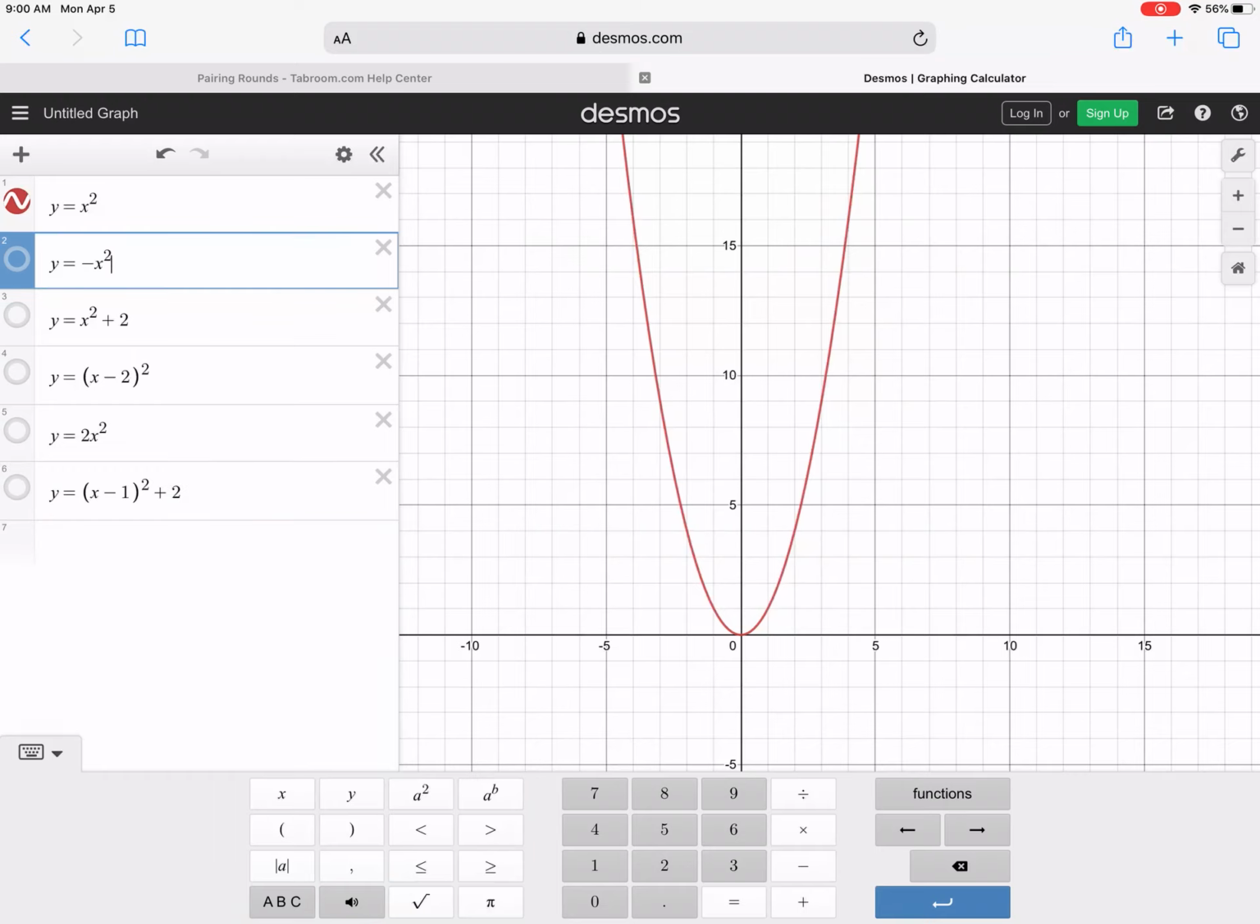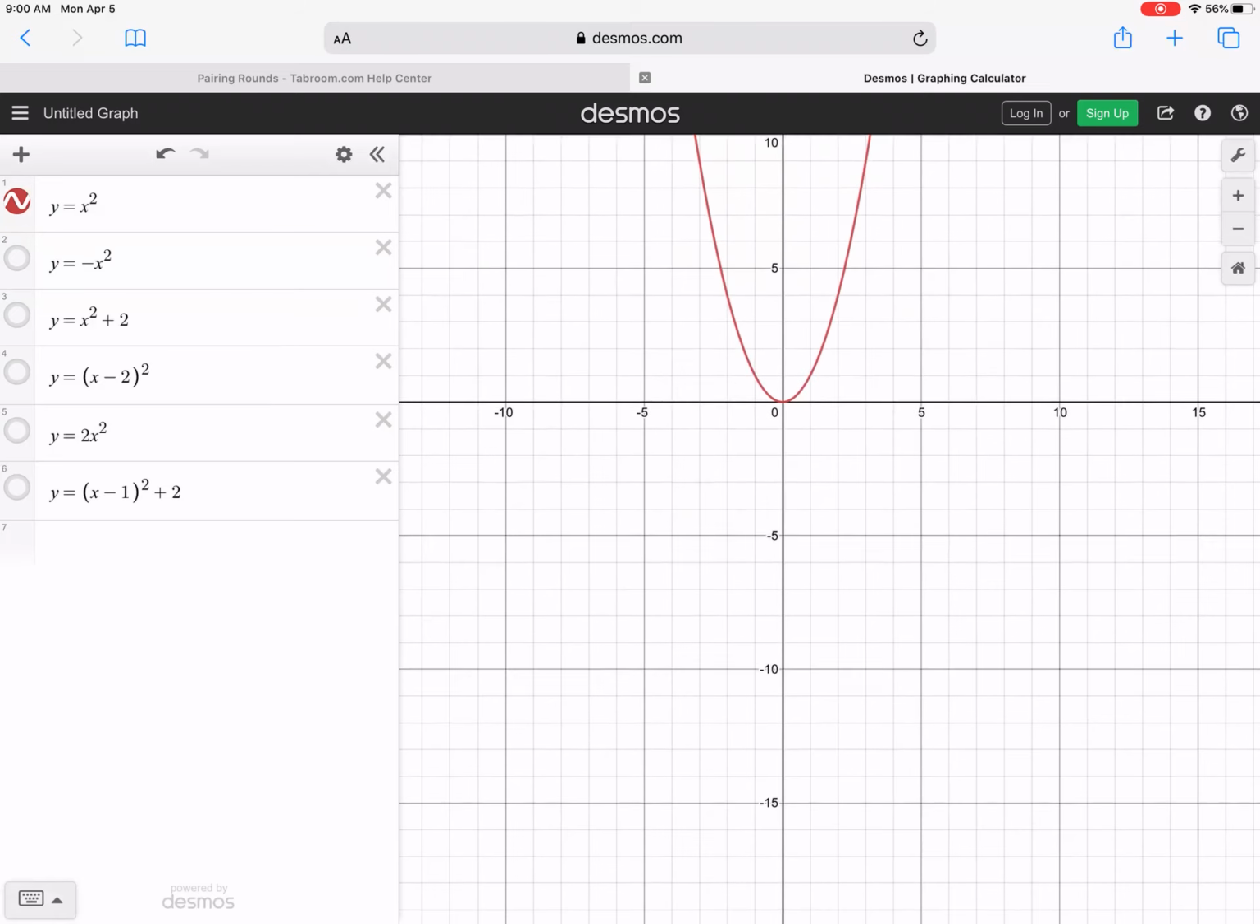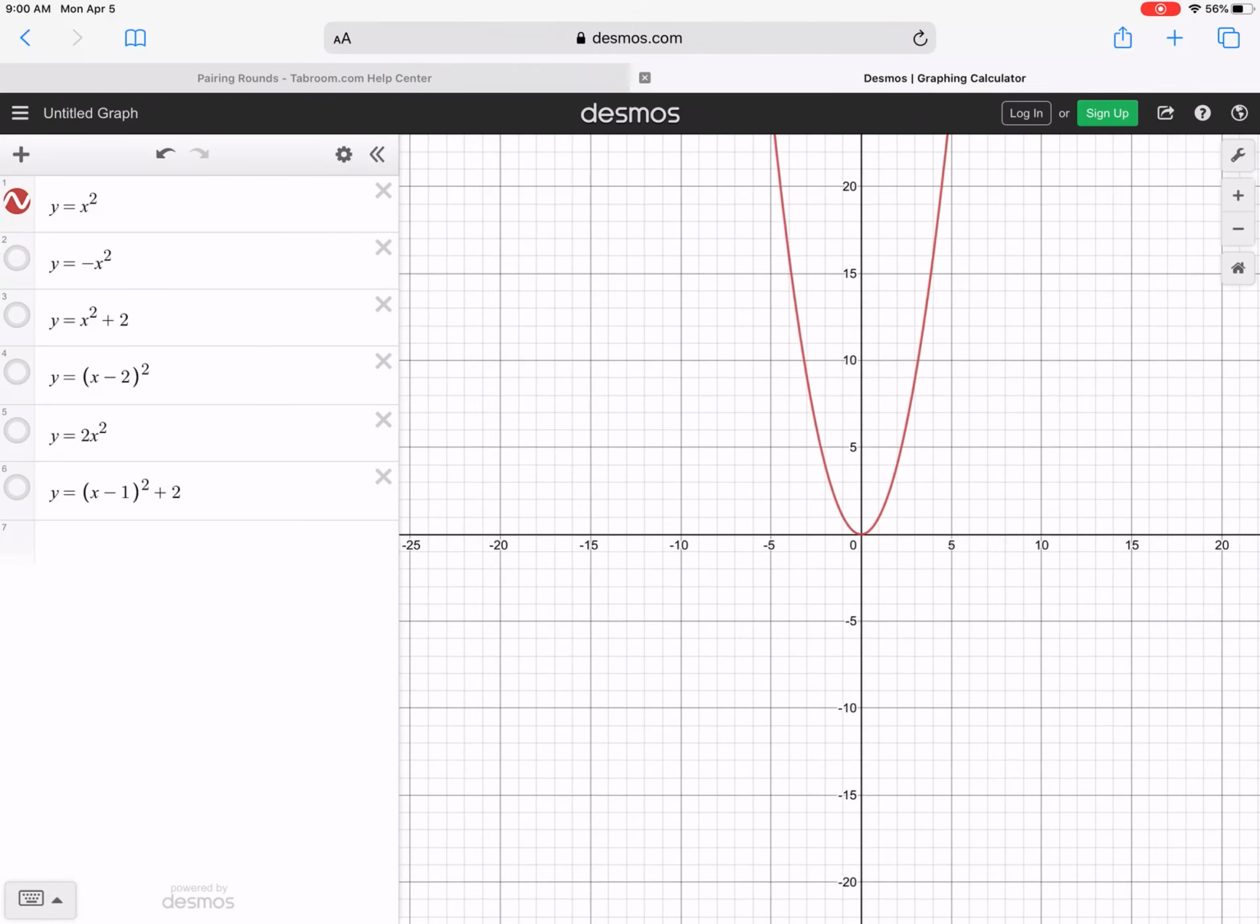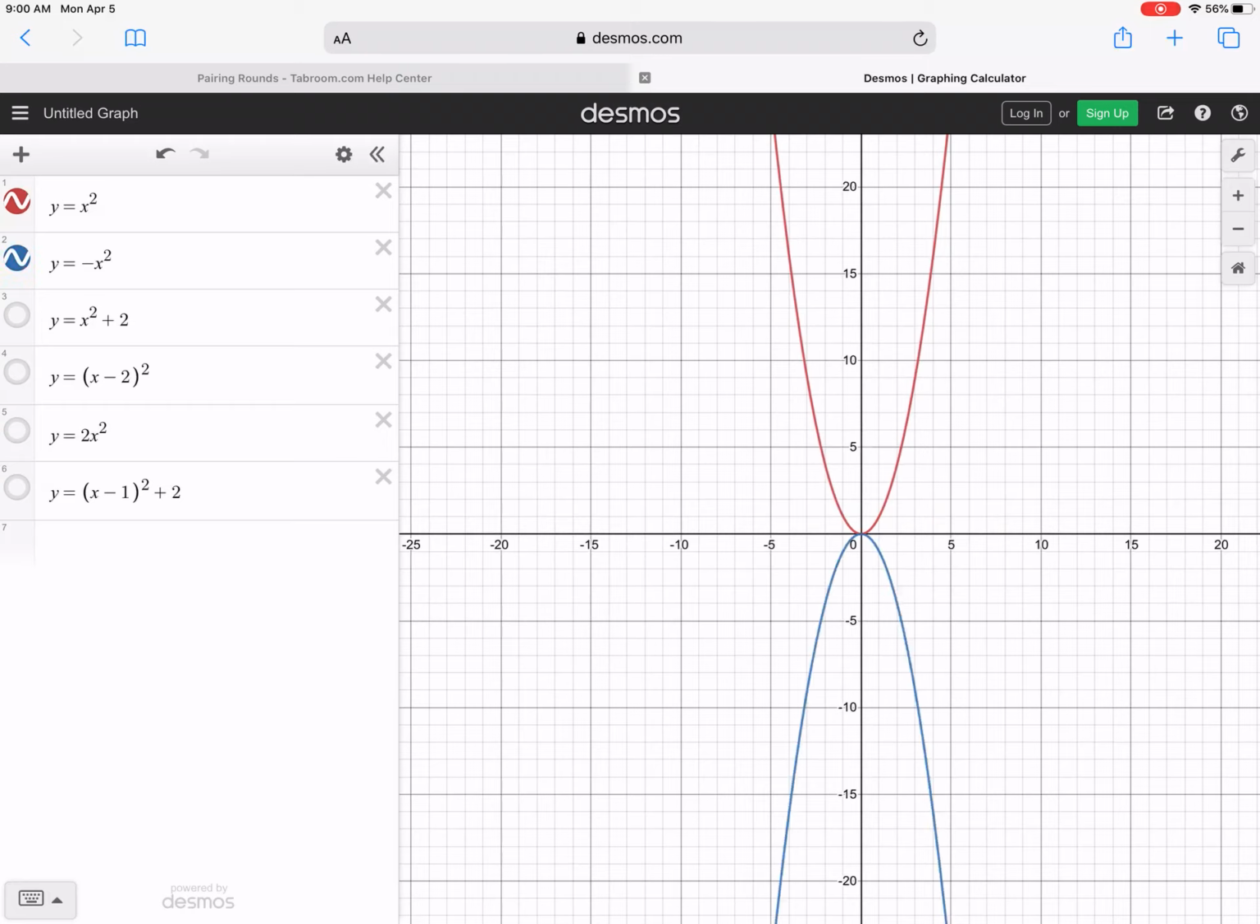Notice all I've done is add a negative sign, and watch what happens to the graph. Let me center it here. Watch what happens when I graph it. It just turned it straight upside down. So that's all the negative sign on the left does. Now let's check out the next one.